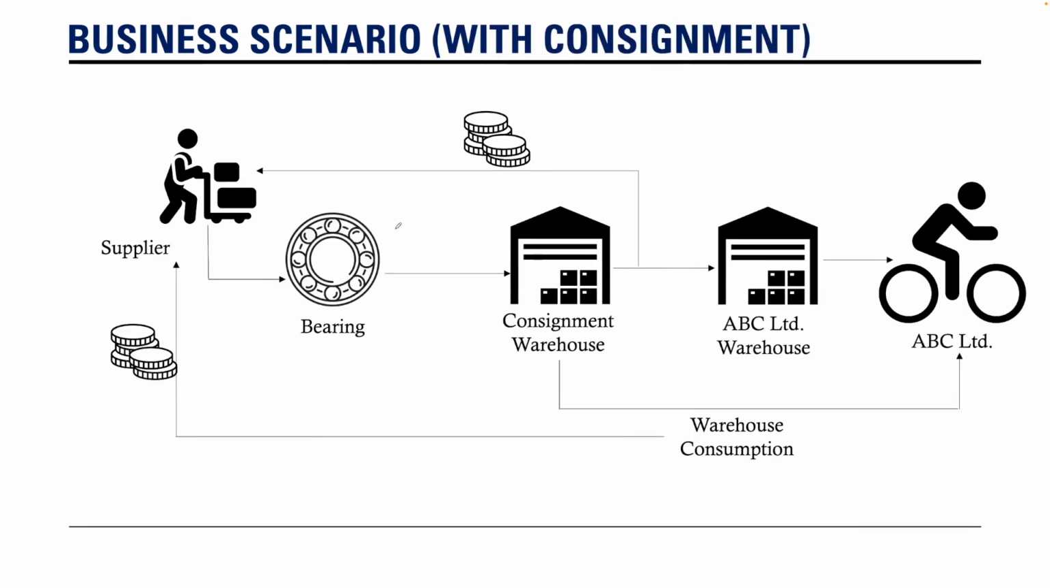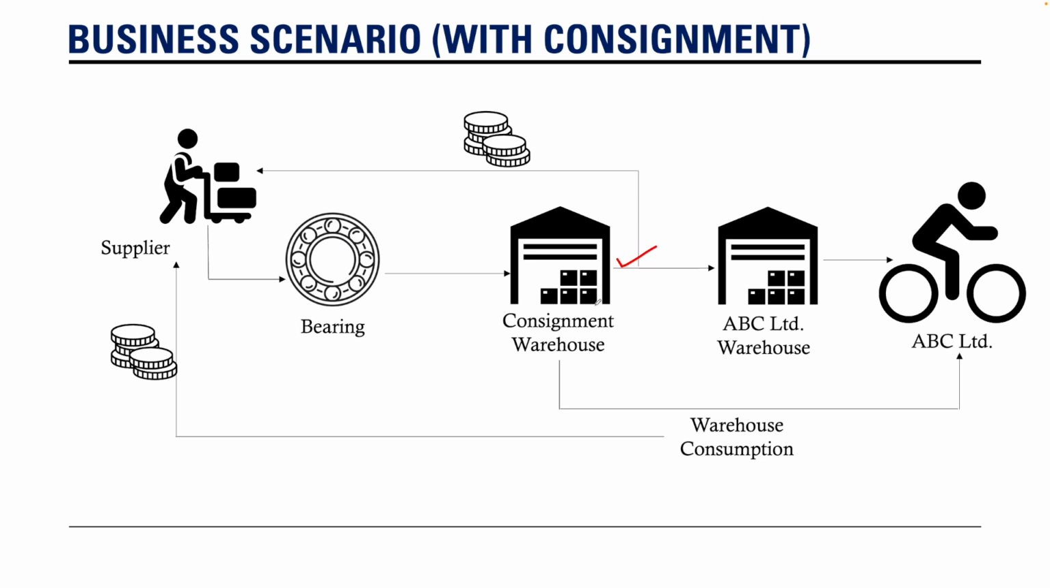So now let's understand the consignment process. In consignment process, the supplier will be supplying you the bearing, but the bearing will be supplied to something called as a consignment warehouse. Now this consignment warehouse will belong to the vendor only, and the material which will be lying in this particular consignment warehouse will be the property of the supplier only. That is, the supplier will have the ownership of the material which lies in this consignment warehouse, and you will not be liable to pay any amount for the inventory which lies in the consignment warehouse.